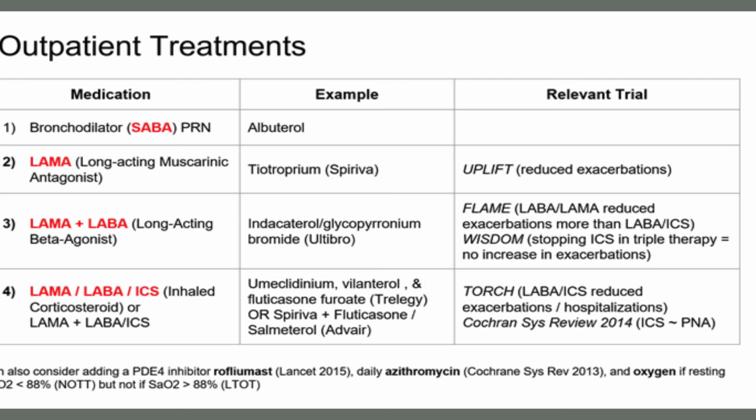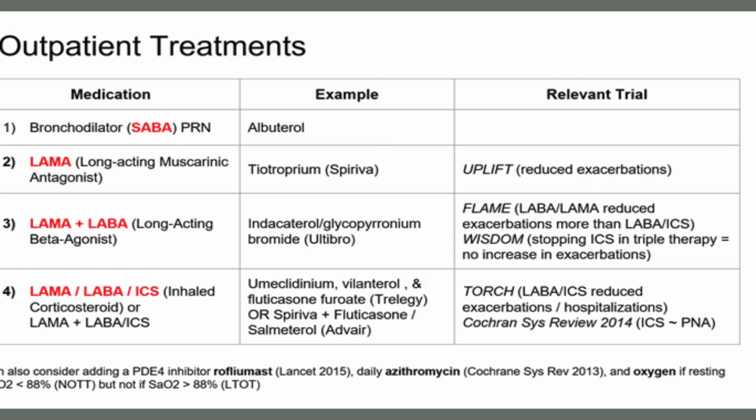If the patient is still not doing well, they can also add a medication called roflumilast. And there's a Lancet article that discusses this. They can also be on daily azithromycin, which a Cochrane review shows decreases exacerbations. And then oxygen if their O2 sats are less than 88%.